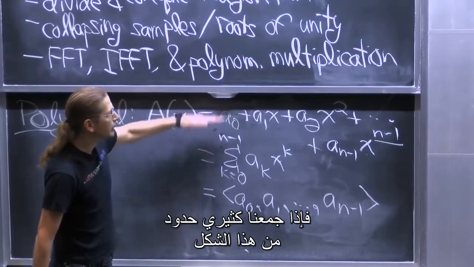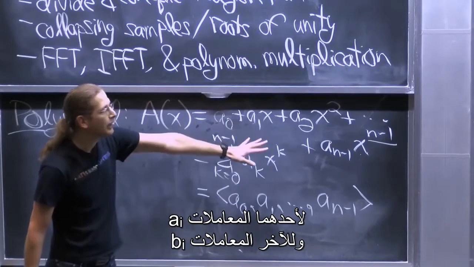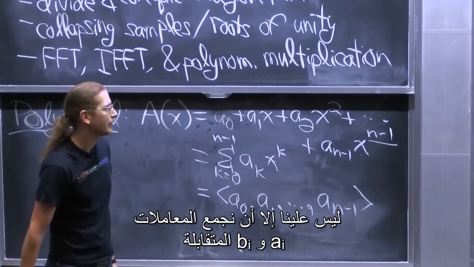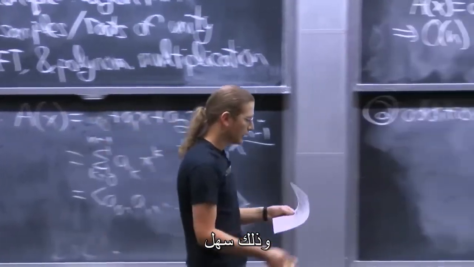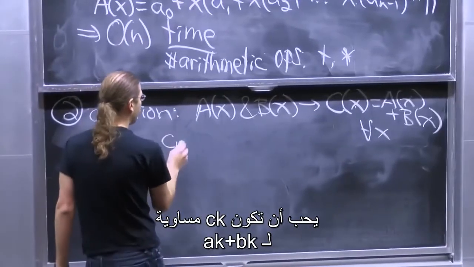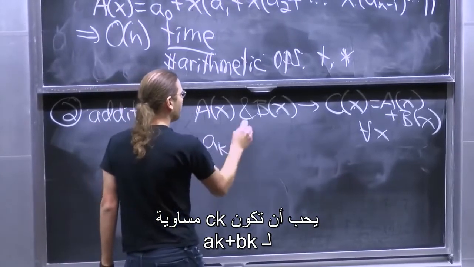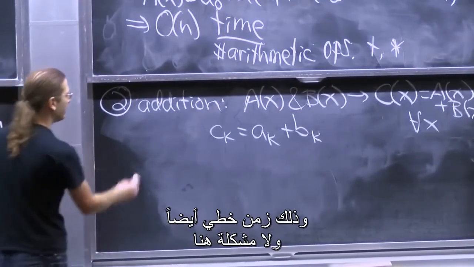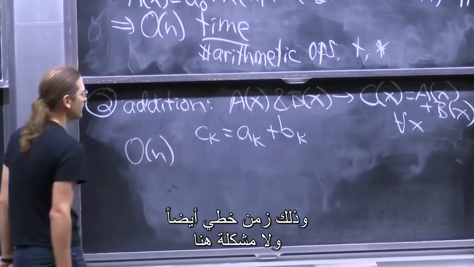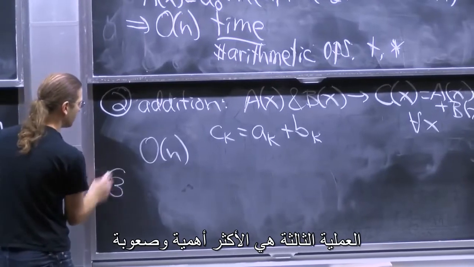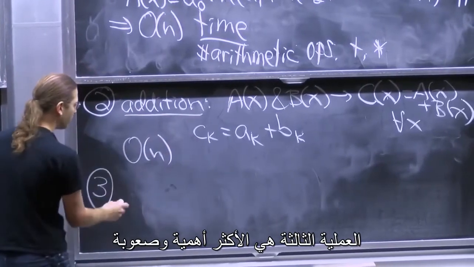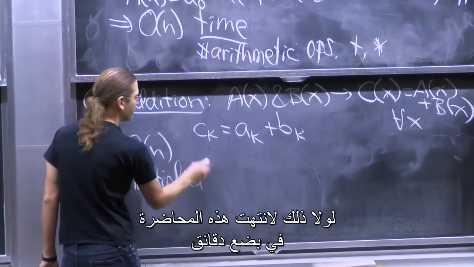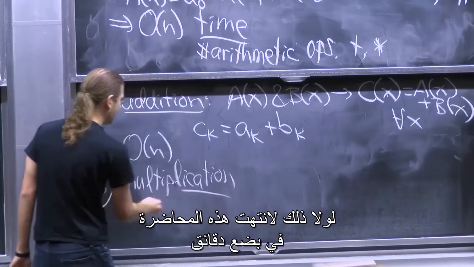So if we add two polynomials of this form, one with ai's, one with the bi's, all we're doing is adding corresponding ai's and bi's. So this is easy. We just need ck to equal ak plus bk for all k. So again, linear time, no problem. Okay, third operation is the exciting one, the hard one to get good. Otherwise, this lecture would be over in a couple more minutes.